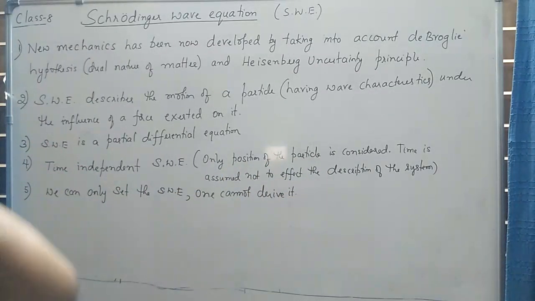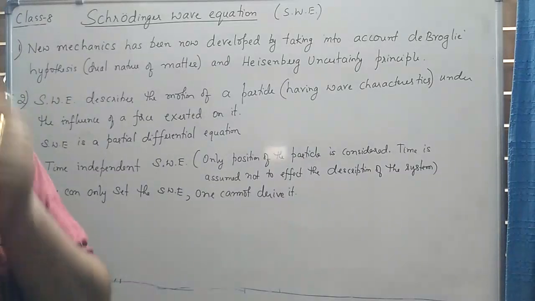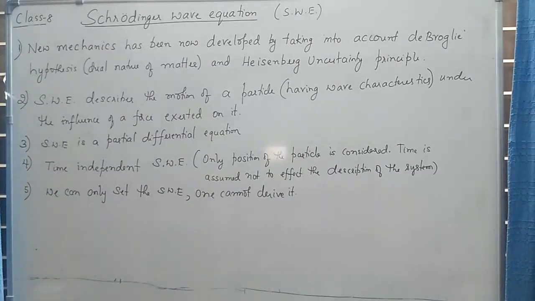ಆ ಸಿಸ್ಟಮ್ ಅನ್ನು ಡಿಸ್ಕ್ರೈಬ್ ಮಾಡಬೇಕಾದ್ರೆ time is not an important variable. So since in chemistry most of the problems or events are independent of time, most of the time we use the time independent Schrodinger wave equation.